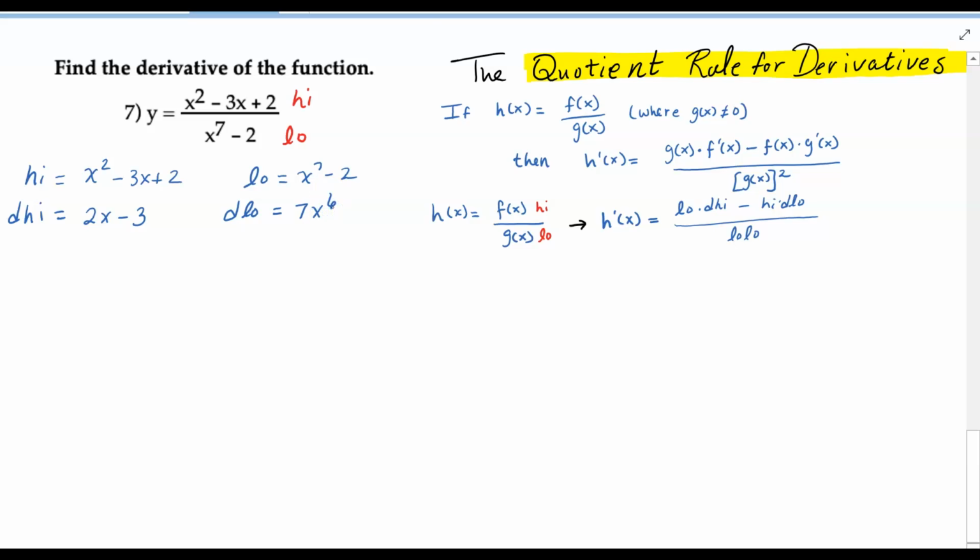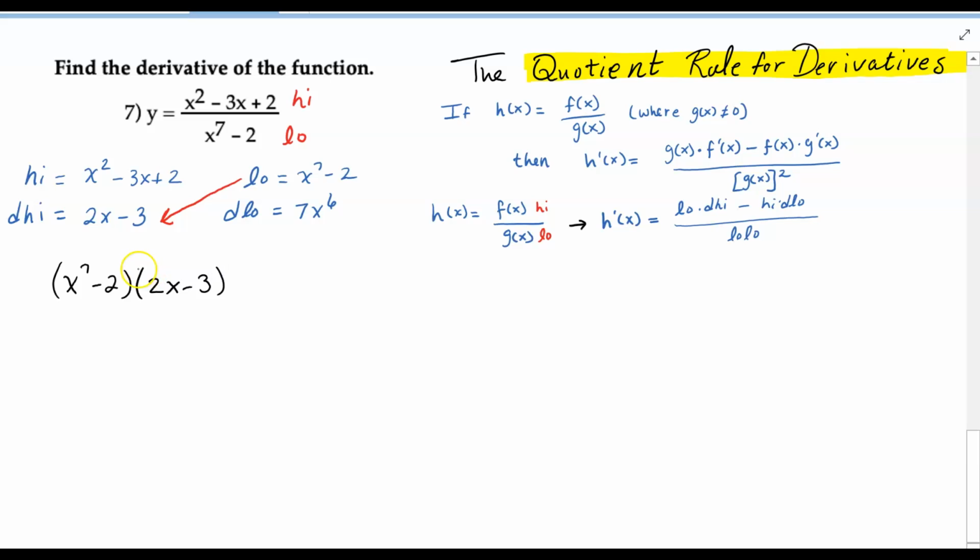So now that I've got all of that in place, I'm going to group it the way that I said in the little tune there, low d high. So low d high is this, and it is very specific to the order. In the product rule, it didn't matter, but in the quotient rule, the order does matter. So x to the 7th minus 2 times 2x minus 3.